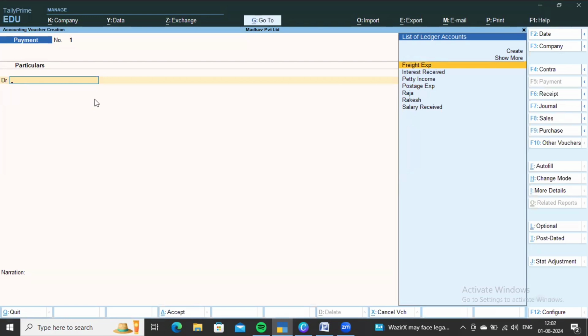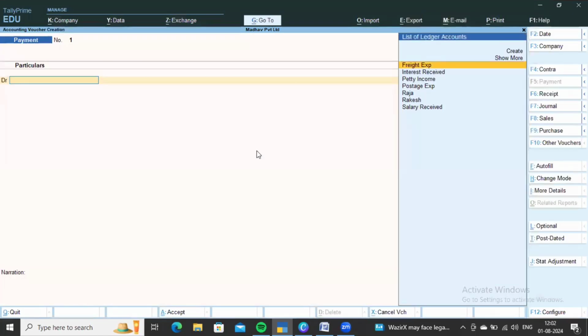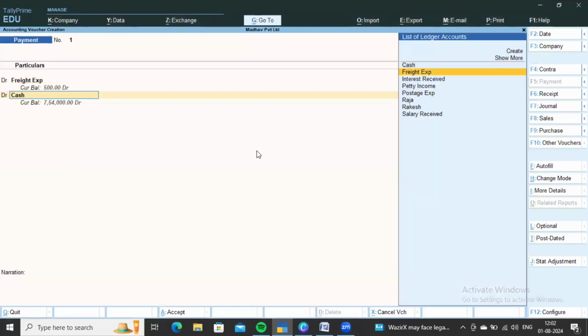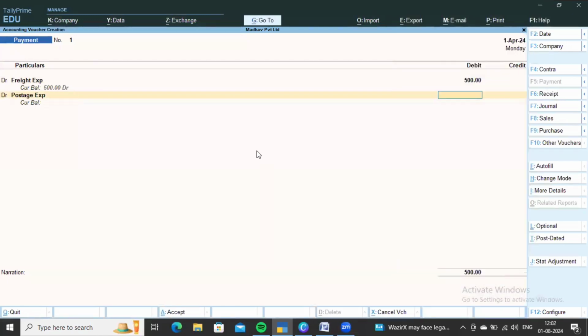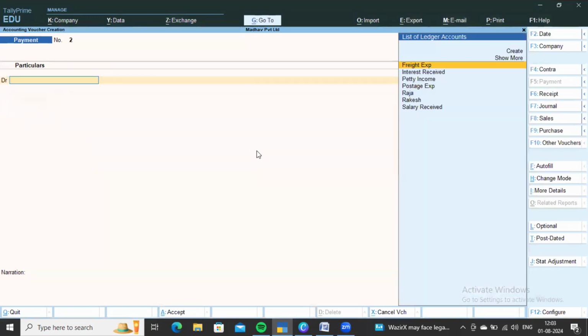Now, by pressing Ctrl+H on your keyboard, the list of modes appears on the screen: double entry mode and single entry mode. First, coming to double entry mode, as I told you earlier, it can debit multiple accounts. Let me show you. For example, freight expenses, and give the debit symbol here and press enter. Then give another expense like this. Again, if you want to debit any expenses, give the debit symbol here, or else give credit to the cash account. This is how we can debit multiple accounts by using double entry system mode in Tally Prime.